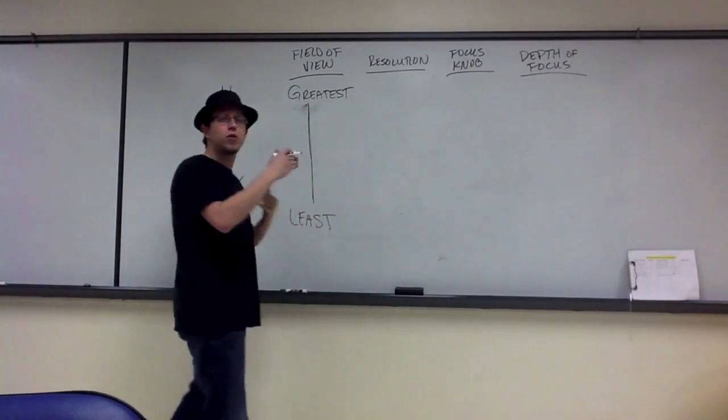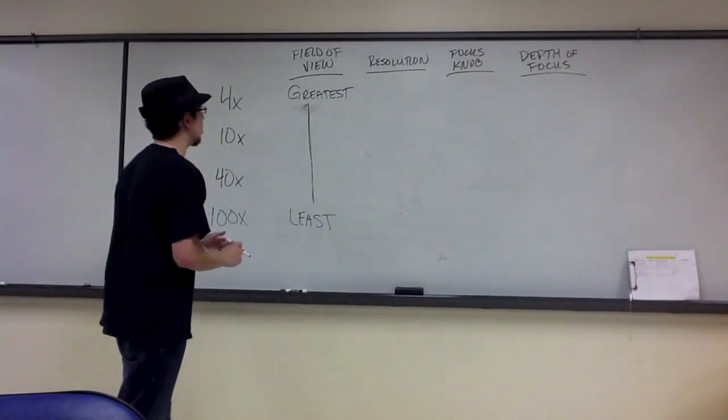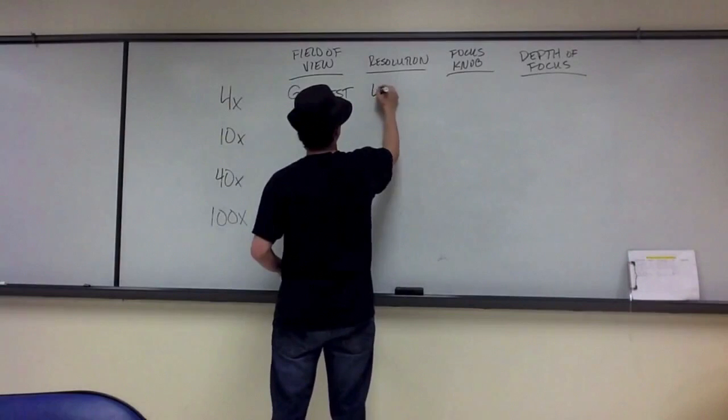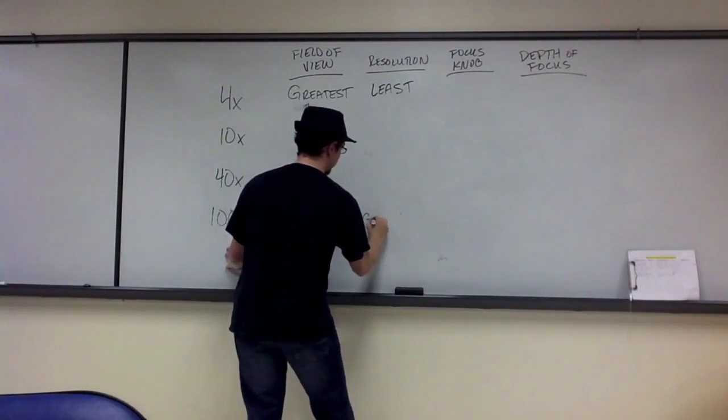Okay. Resolution is the amount of detail you can see in your sample. So the higher you go in magnification, the better the resolution of your particular sample. So 4x in this case is going to have the least amount of resolution, while 100x will have the greatest.